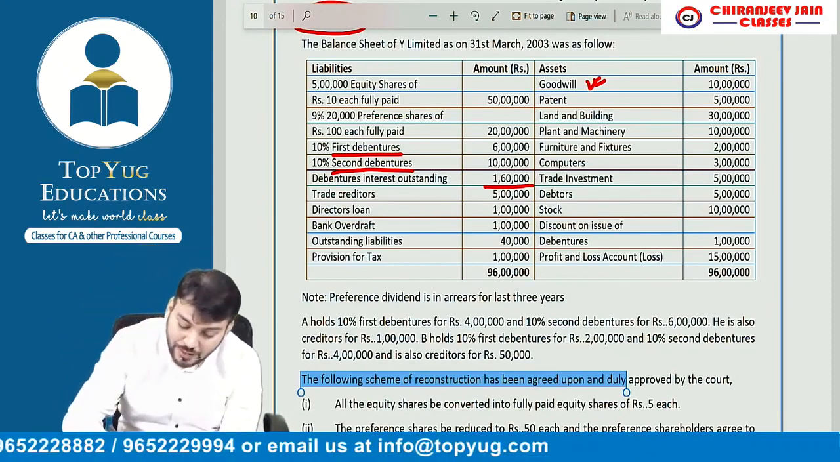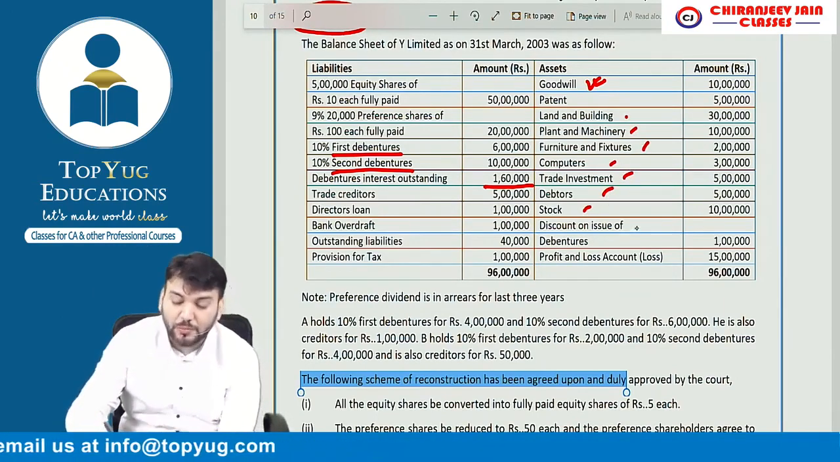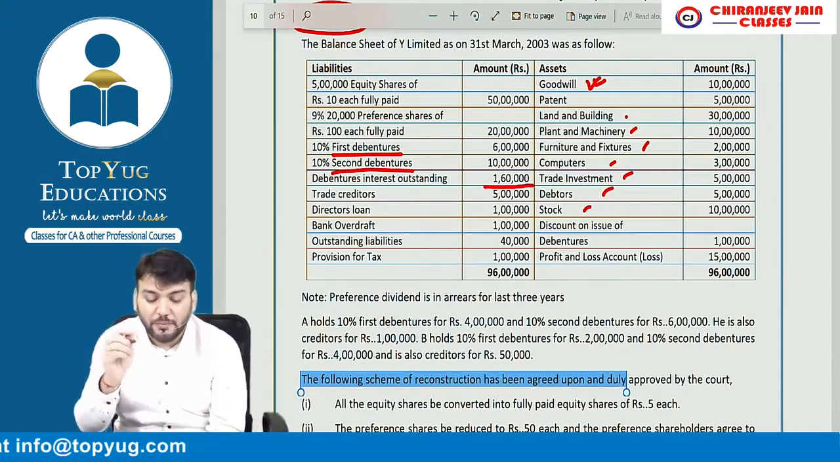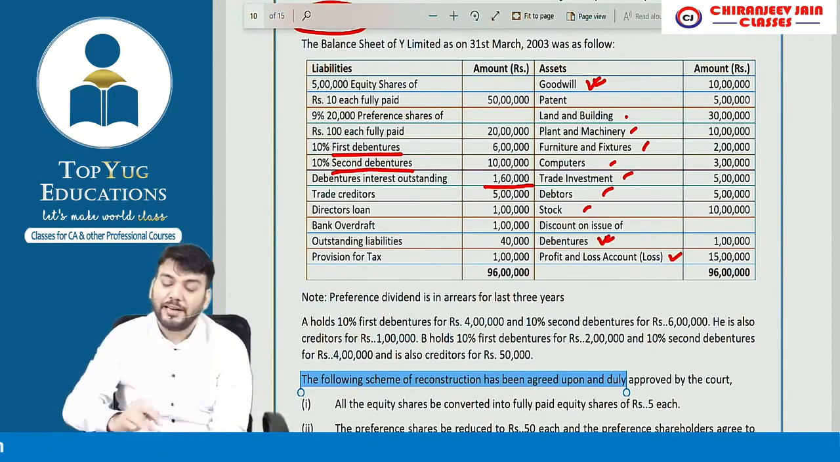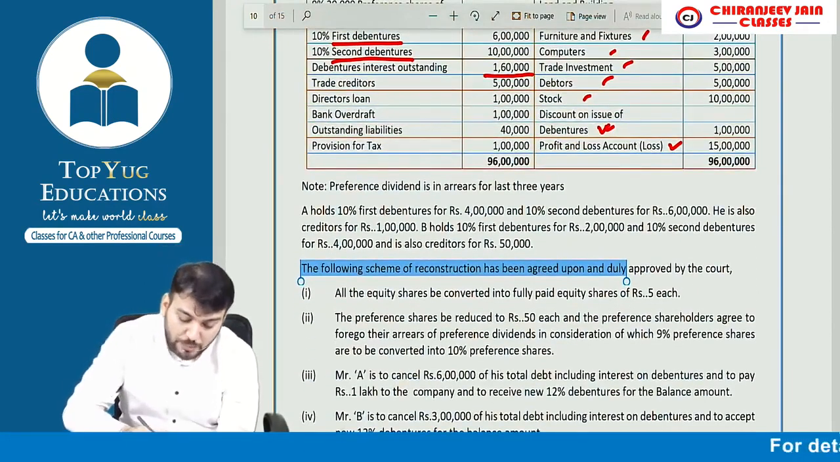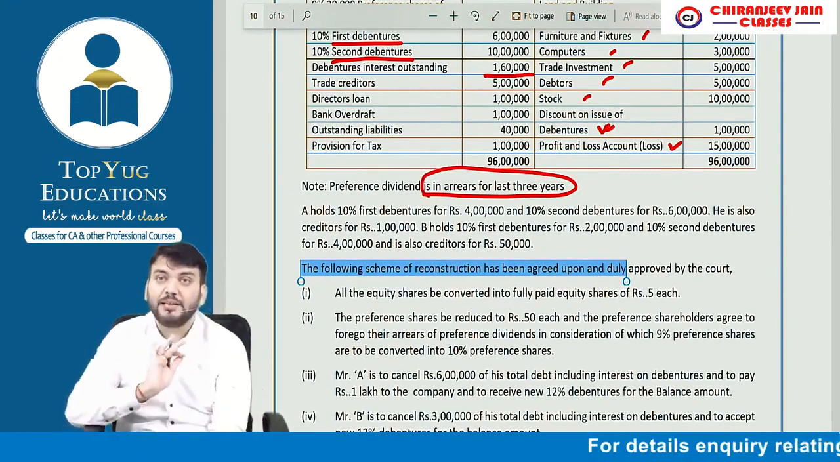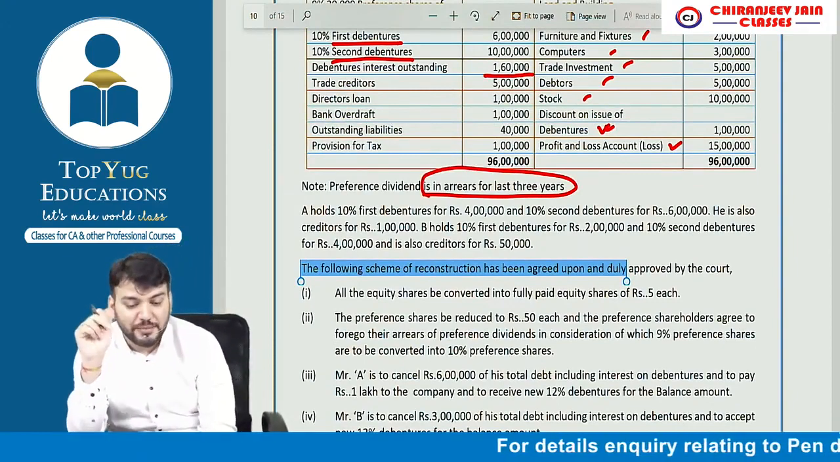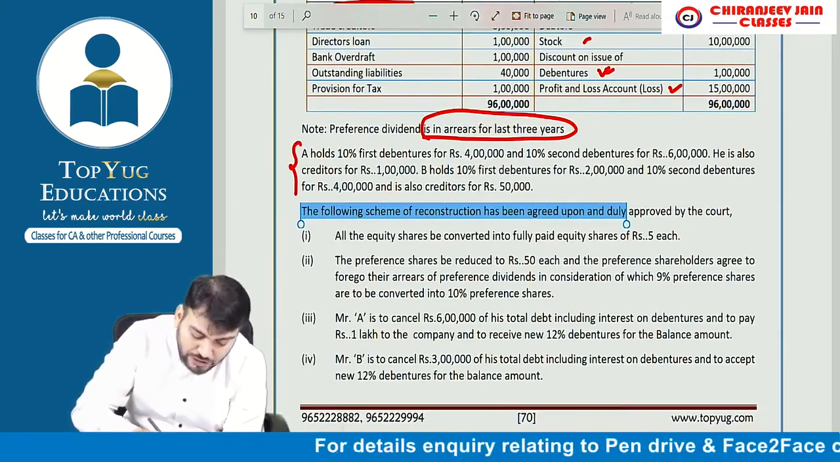समझे? लैंड एंड बिल्डिंग, प्लांट एंड मशीनरी, फर्नीचर, फिक्सचर, कंप्यूटर, ट्रेड इन्वेस्टमेंट, डेटर, स्टॉक, discount on issue of debenture, fictitious asset need to be written off completely. Correct ना? PL account debit balance को भी write off करेंगे. Yes sir. Now note, preference dividend is in arrear for last 3 years. Last 3 years से arrear में. तो once again continuing liability is given in the question. Correct? Yes sir. Now a special point in this question क्या बोला?